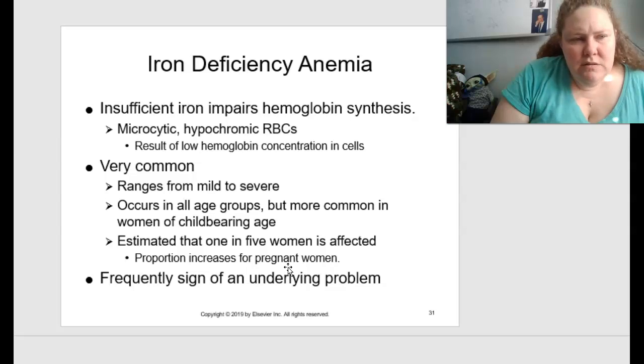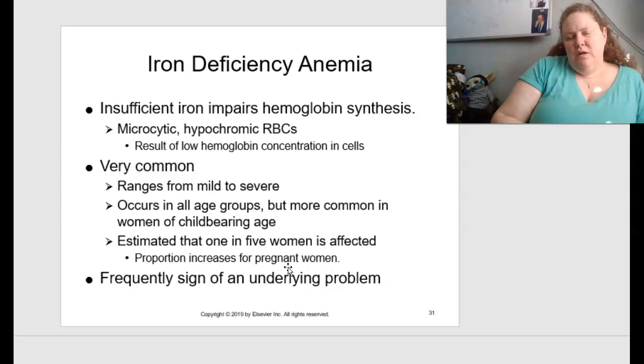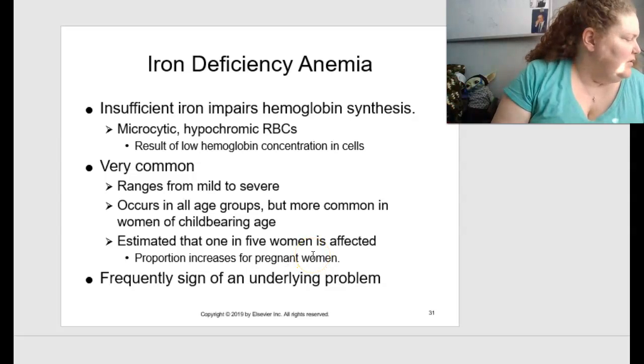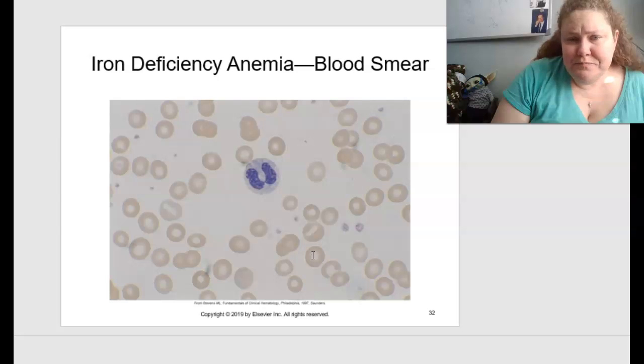With iron deficiency specifically, insufficient iron impairs the hemoglobin synthesis, or the making of hemoglobin. And so you have microcytic, hypochromic red blood cells, and these result in low hemoglobin concentration of cells. This is very common, and the ranges can be from mild to severe. It occurs in all age groups, but it's more common in women of childbearing ages. It's estimated that 1 in 5 women is affected, and the proportion increases for pregnant women. Frequently, this is a sign of underlying problems, so you just want to keep an eye on it and figure out what's causing it.